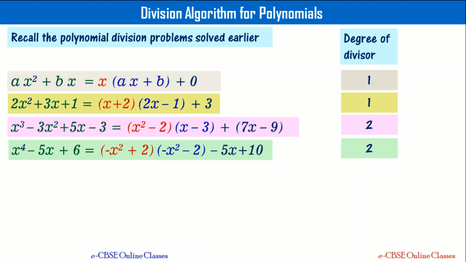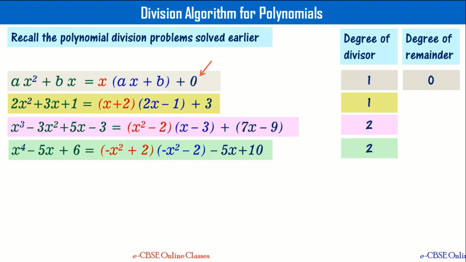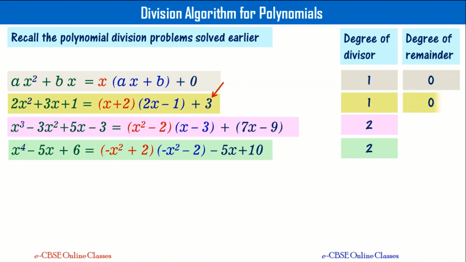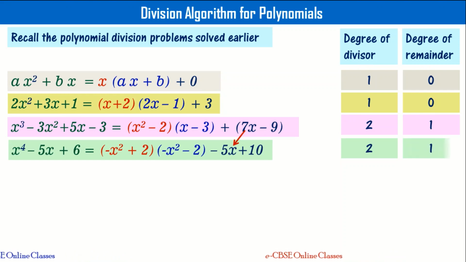Now let's take a look at the degree of the remainders. In the first case, the remainder itself is 0, or otherwise you can say that the degree of the remainder is 0. In the second case, the remainder is 3, whereas its degree is 0. In the third case, it is 7x minus y, so the degree of the remainder is 1. And in the last case, the remainder is minus 5x plus 10, and its degree is 1.